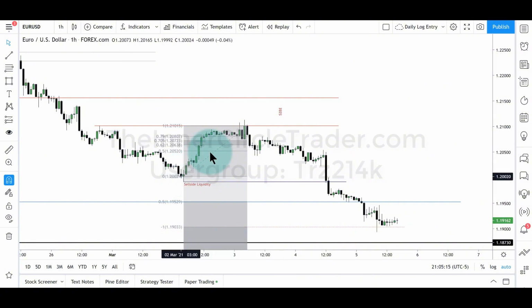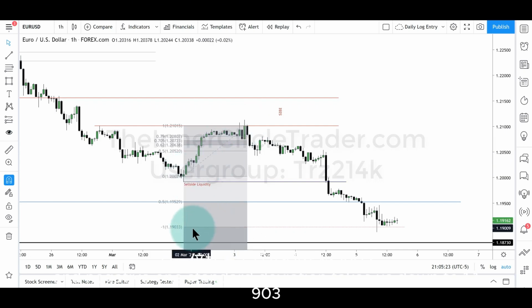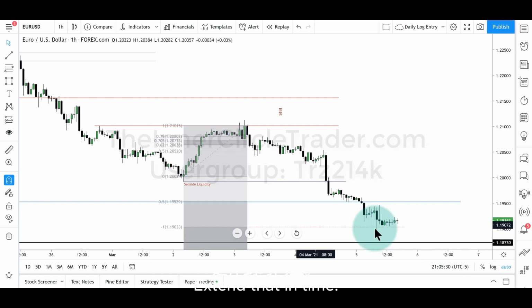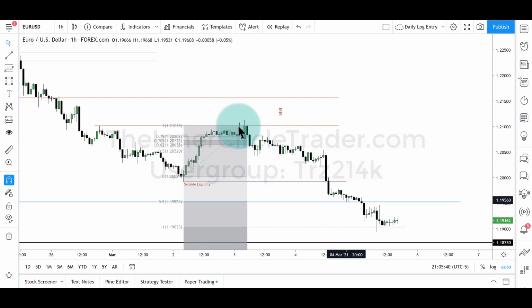Here's your price swing. We're using the bodies of the candles here to here, and negative one standard deviation takes us down to 1.1903 and 3 pipettes, extended out in time. The bodies respect it. We have one little wick that drops down in here, and it's all non-farm payroll related, but it doesn't really do anything after that. Notice that? So a really nice level here.